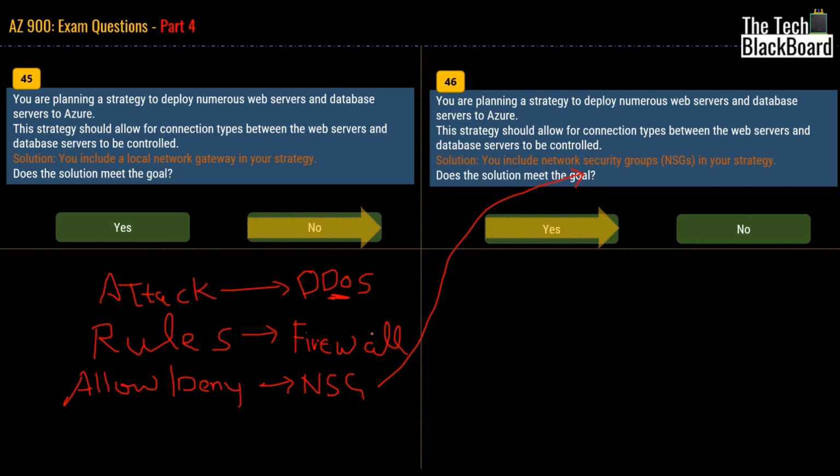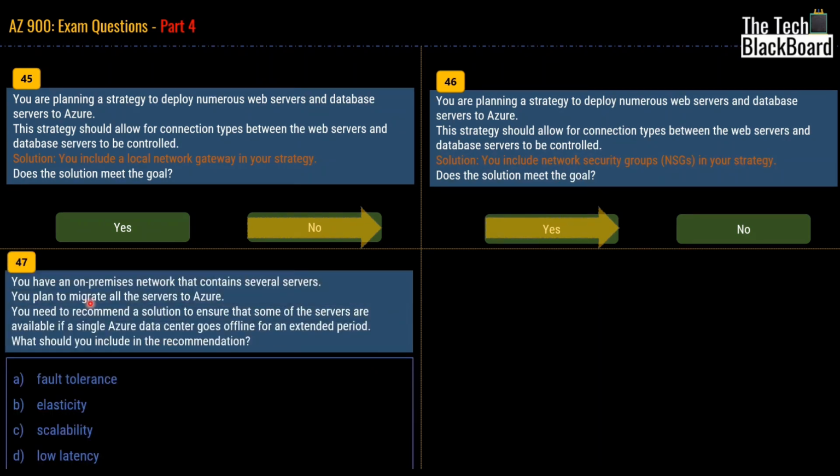So let's move on. Our next question 47 is that you have an on-premises network that contains several servers. You plan to migrate all servers to Azure. You need to recommend a solution that ensures that some of the servers are available, even if a single Azure data center goes offline for an extended period. What should you include in the recommendation? Should it be fault tolerance or elasticity, or should it be scalability or low latency?